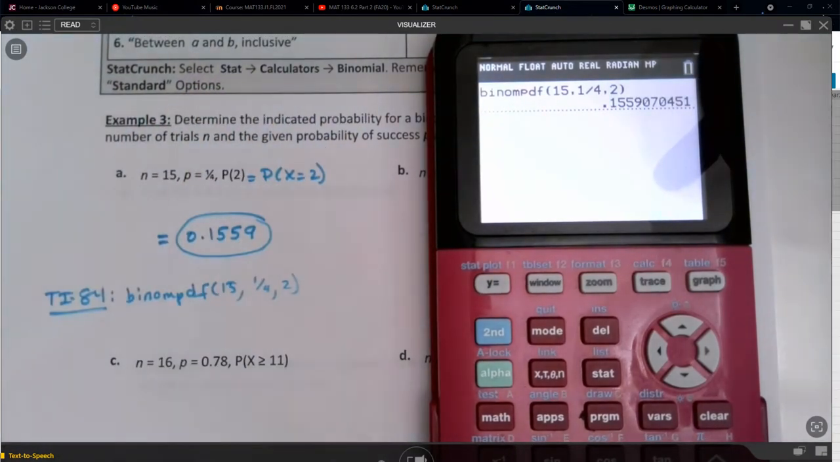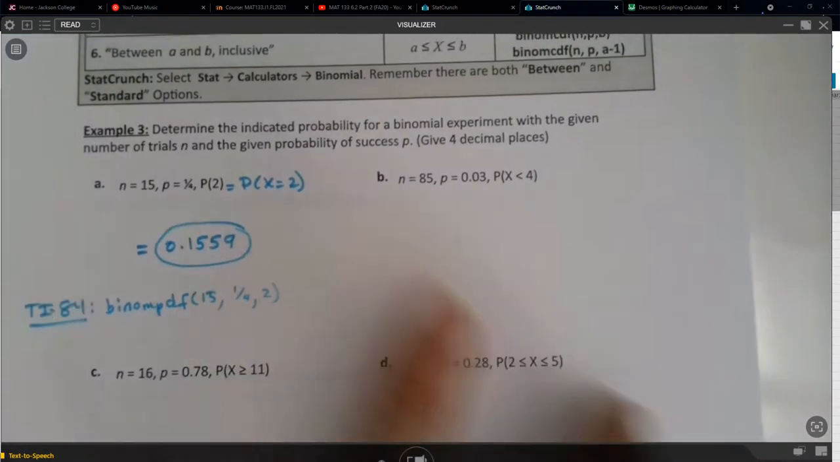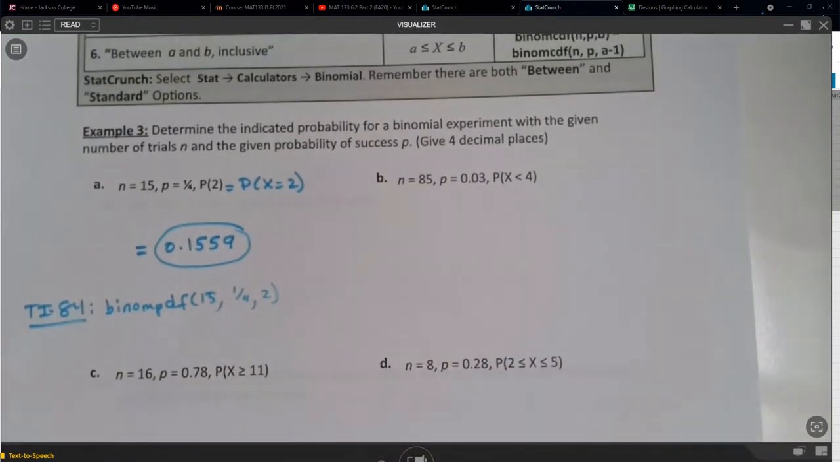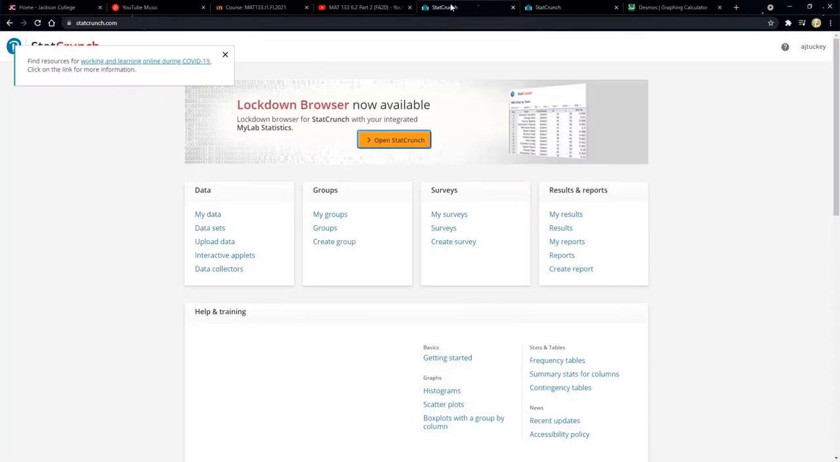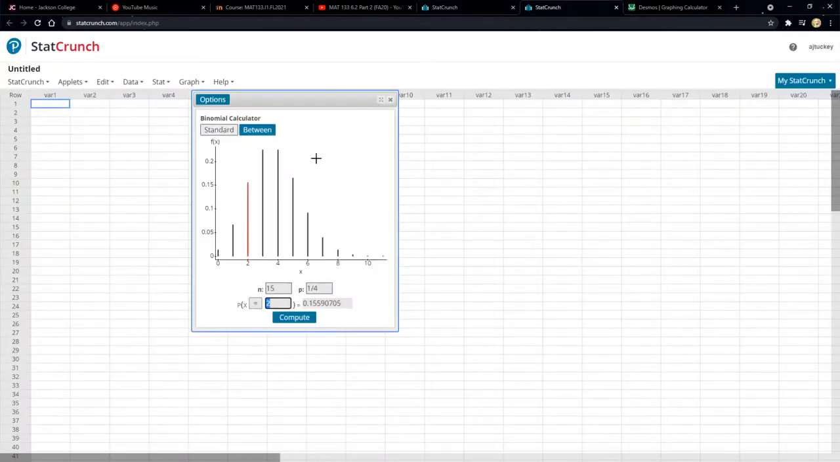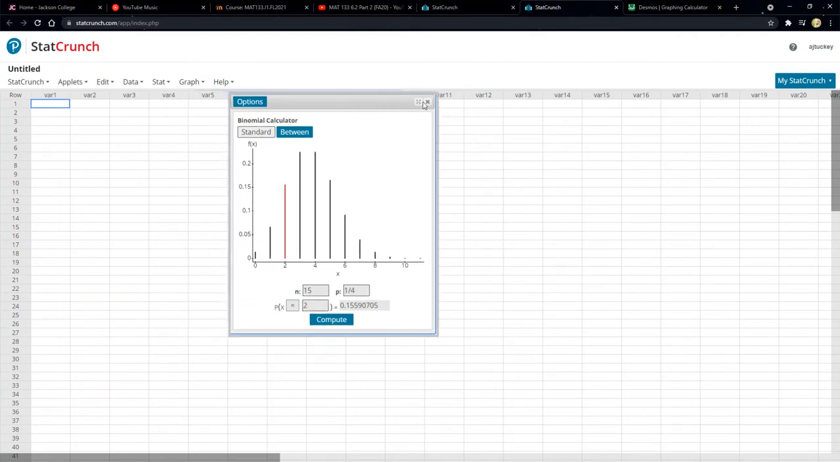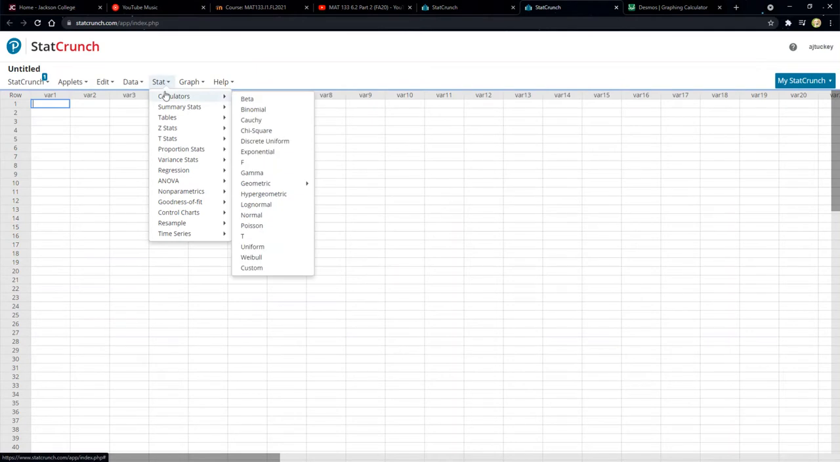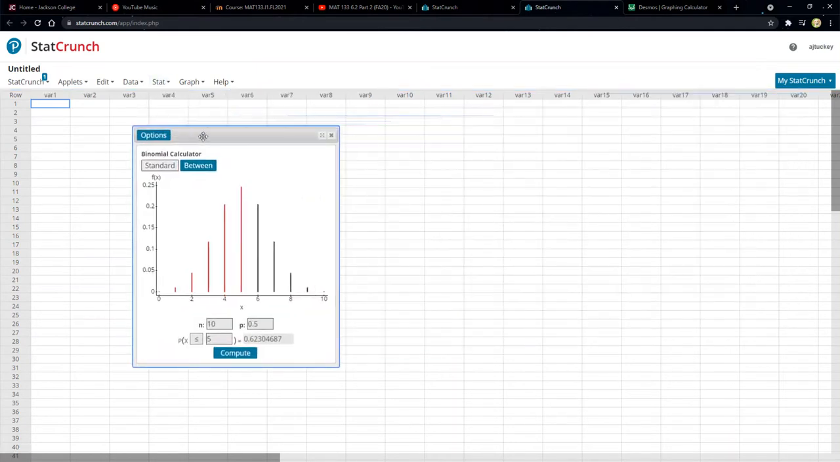All right, let's do it again. So for this one, n is 85, p is 0.03, and x is less than 4. Okay, so we just need to go to StatCrunch. Since I have this window open, I can just leave it open, right? I can just keep playing with it. If you close it for any reason, you can just go back to Stat, Calculators, Binomial, but you by no means have to do it every time. You can just sit here and change the numbers.